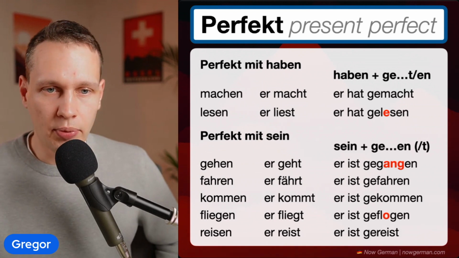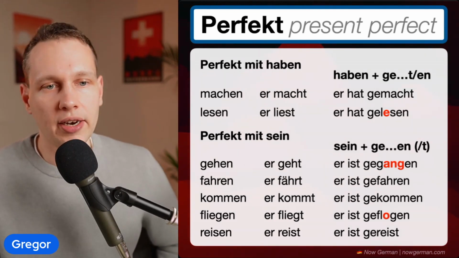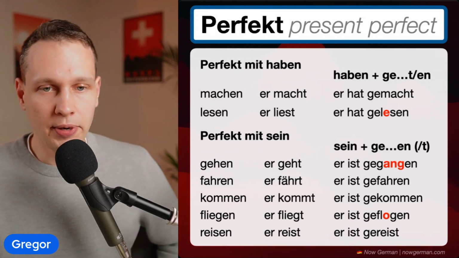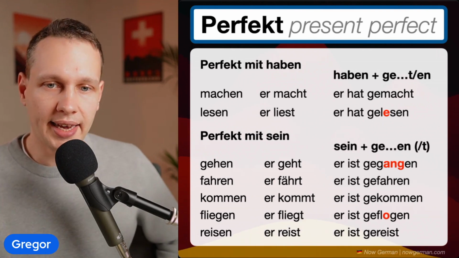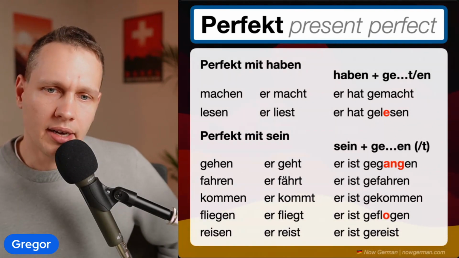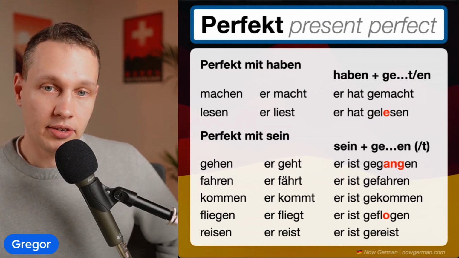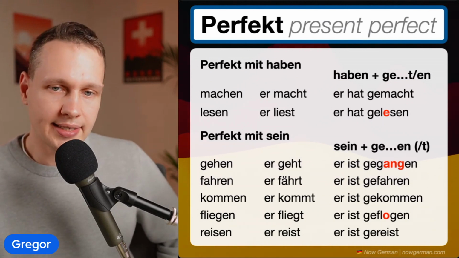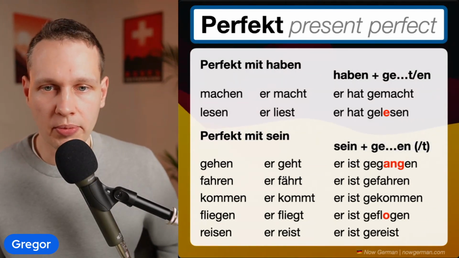Now let's look at the example gehen. That means to go. This is an irregular verb. So in the present tense, third person singular, first it becomes geht. And then the past form is ist gegangen. Not hat gegangen, but ist gegangen. Gegangen, that is just irregular. There is no pattern here. You just need to memorize it.